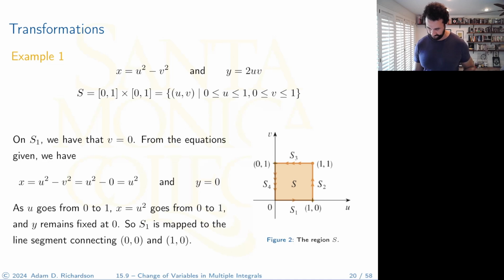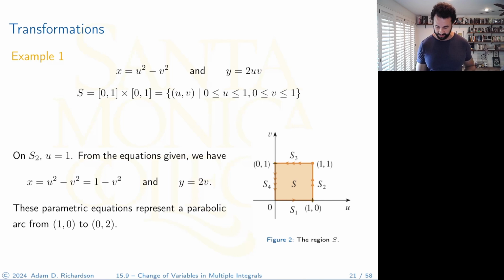Okay. All right, now let's look at S2. What happens on S2? On S2, u is equal to 1. So u is fixed at 1. And when we plug that into our equations, we get these parametric equations for the image: x equals 1 minus v squared, and y equals 2v. All right, so again, think about what these represent parametrically. x is behaving parabolically, y is behaving linearly. This is basically a parabola, and this is just a linear function.